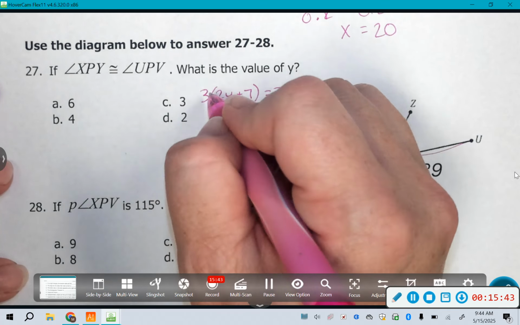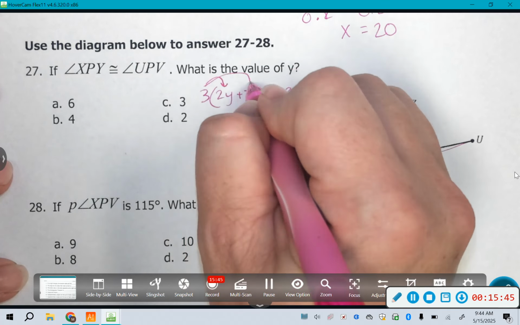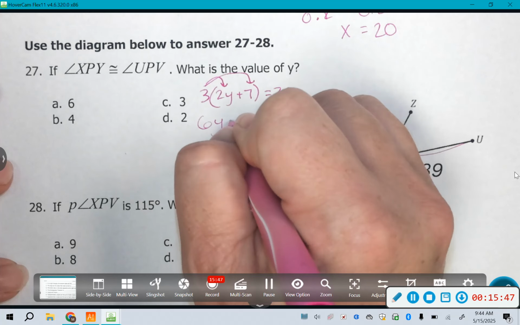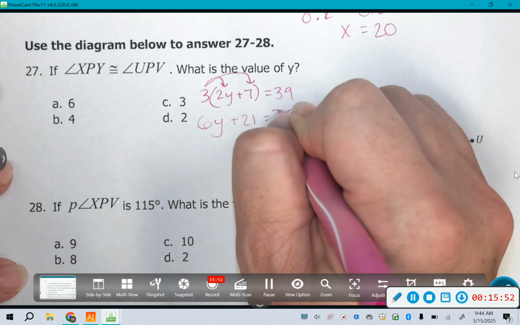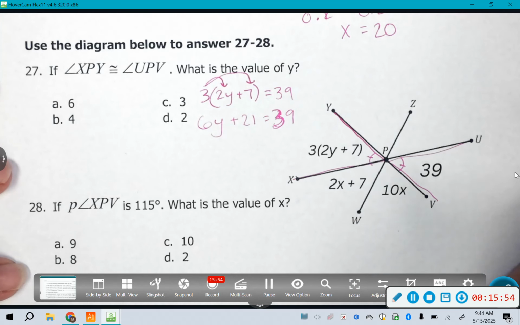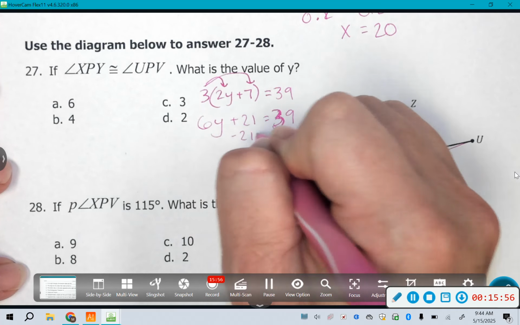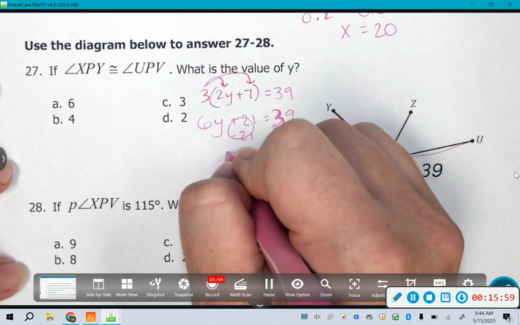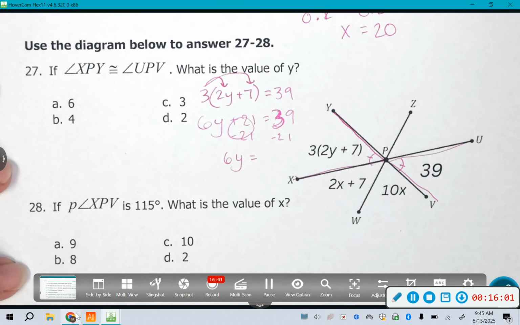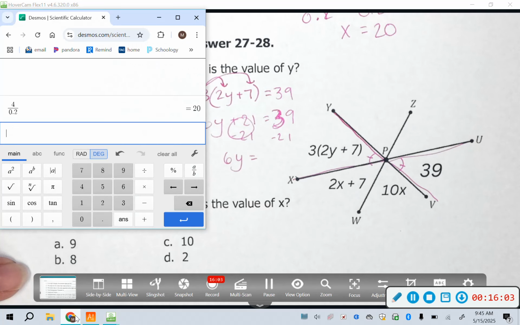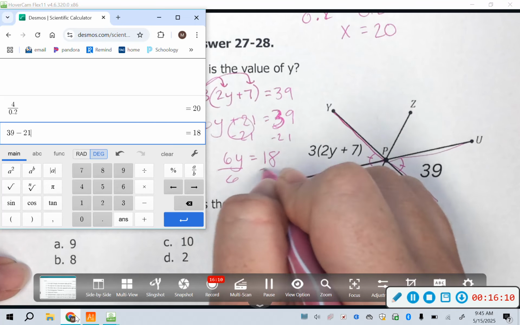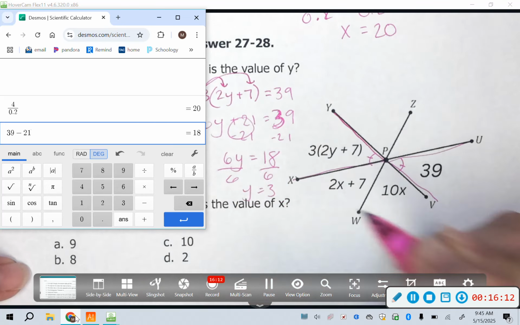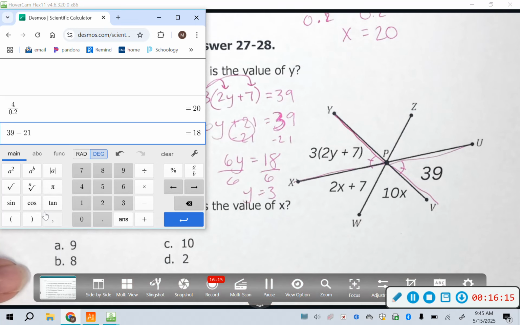So I'm going to distribute. Follow the don't cry my dear, distribute first. And that gives me 6y plus 21 equals 39. Okay, now I'm going to solve. So I have to move the 21. So 39 minus 21, which is 18. Divide both sides by 6, and I get y equals 3. So C is my answer.